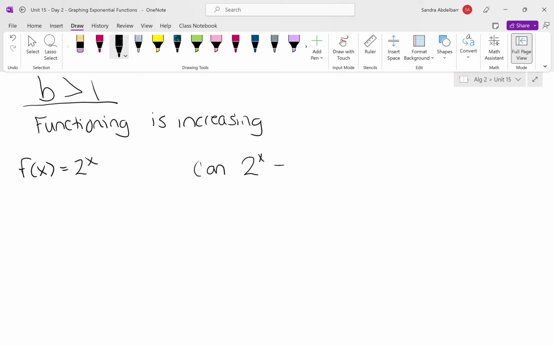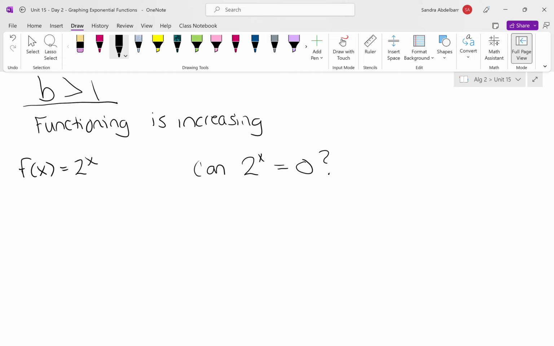Can 2 to the x ever equal 0? Is that possible? Is there any number we can substitute in for x that will ever yield us a 0? No. What does that mean? If 2 to the x can never equal 0, what does that mean for our graph? Matt? There's no y-intercept. Never touch. Doesn't touch the origin. That's right, this one won't touch the origin.